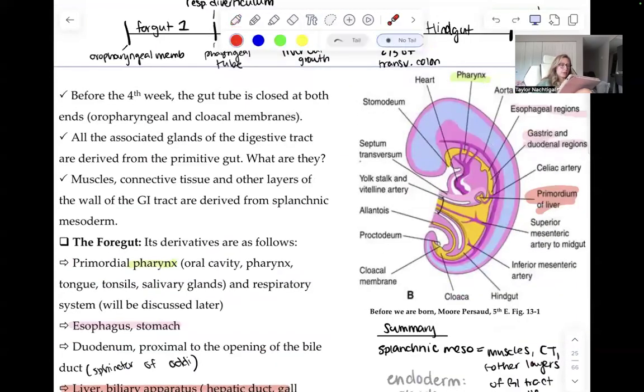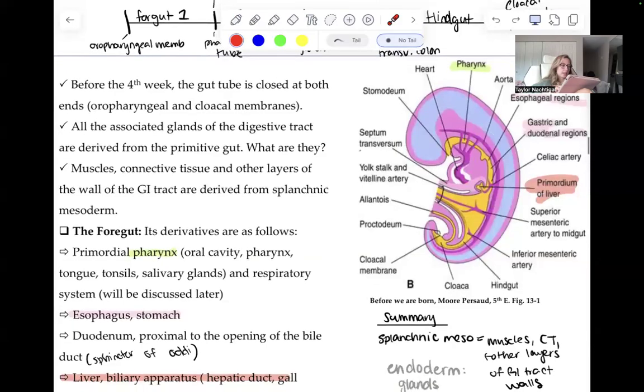So prior to week 4, the gut tube is closed at both oropharyngeal and cloacal membranes. We still have that 2-layer structure of ectoderm and endoderm. All the glands of the digestive tract are derived from this primitive gut. The glands are going to be stomach, which secretes different things. All the glands in the small intestine, resulting in digestion. The pancreas, the liver has glands in it. All of those things are coming from this primordial digestive tract.